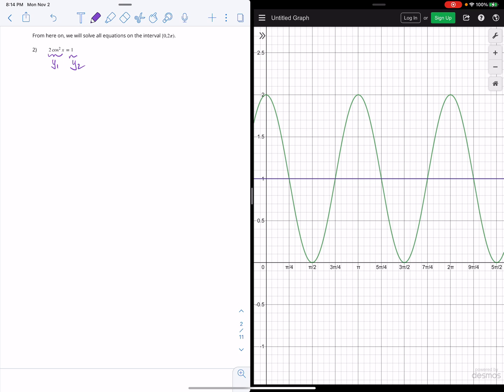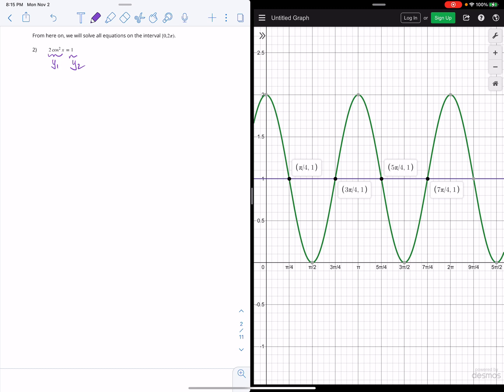So then I know that the solutions correspond to the points of intersection. And it's the x coordinate that I'm worried about, right? Because I want the value of x so that the y's are the same. So here's the graphs in Desmos. Naturally, the 2 cosine squared is the green one, the wavy one, and y equals 1 is the horizontal one, the purple one. So we're just looking for where they intersect, and it looks like on 0 to 2 pi, and that's the interval we're concerned with here, there are 4 solutions.